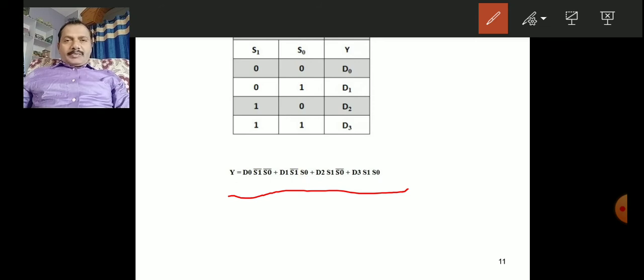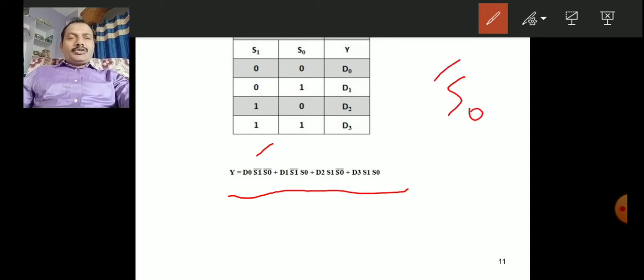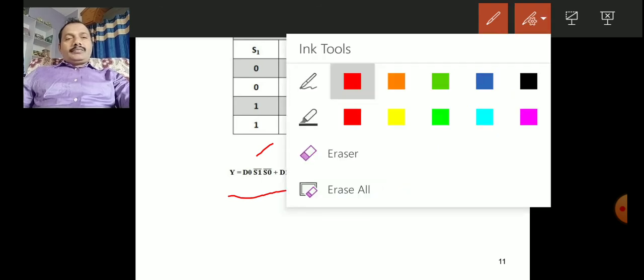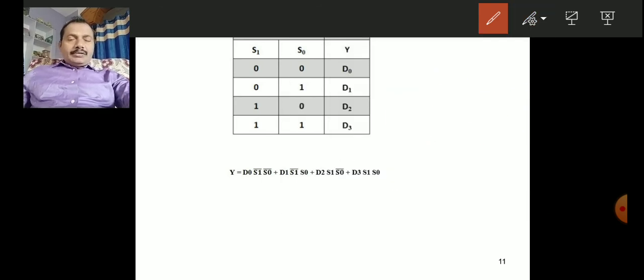After writing the Boolean expression, observe it. How many gates are required to implement this Boolean expression? If you observe, to implement one minterm, one AND gate is enough. To implement a bar, for example, S0 bar, you need one NOT gate. S0 you have to connect here, and the output S0 bar you will get. So this is the NOT gate requirement. That means NOT gates are required.